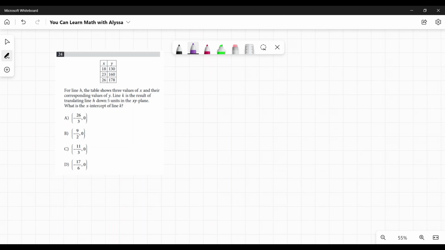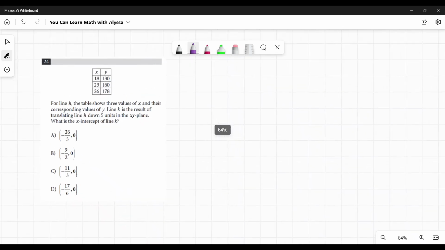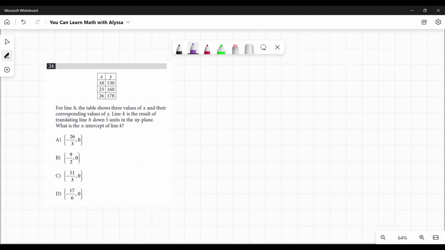On to number 24. For line H, the table shows 3 values of x and their corresponding values of y. Line K is the result of translating line H down 5 units in the xy plane. What is the x-intercept of line K? So we need to find a couple things going on here. My way that I would find the equation of this line, find its y-intercept, and go from there.